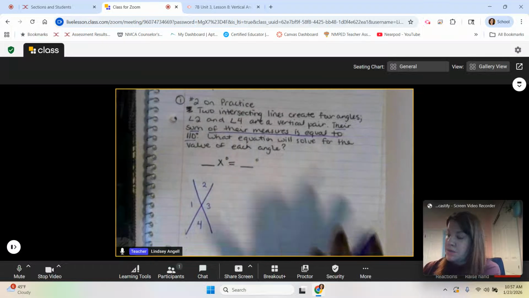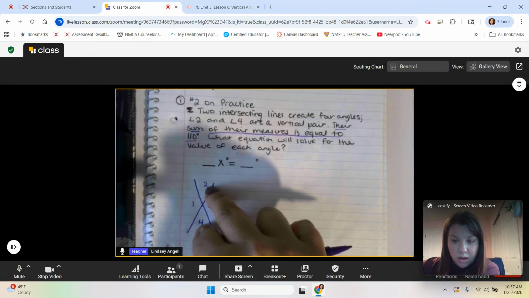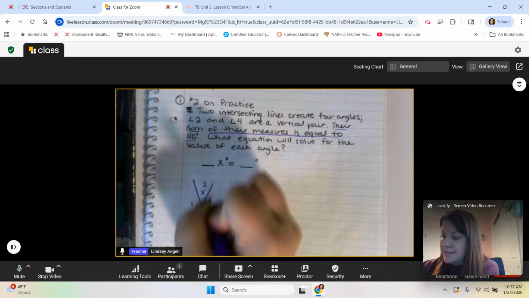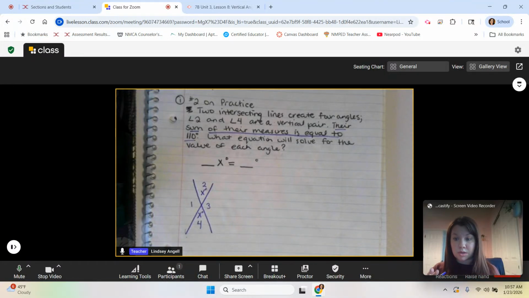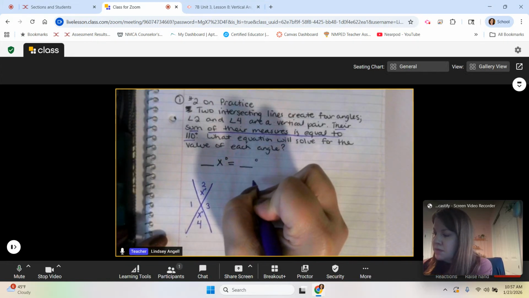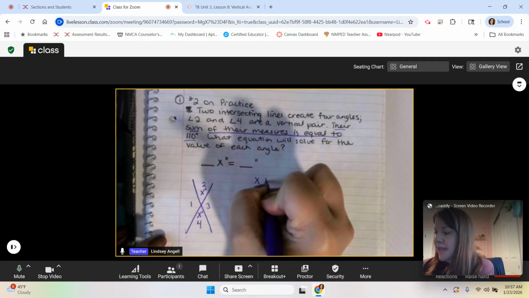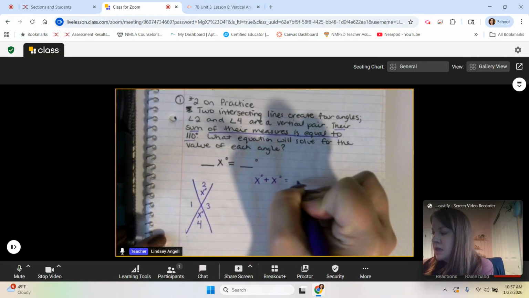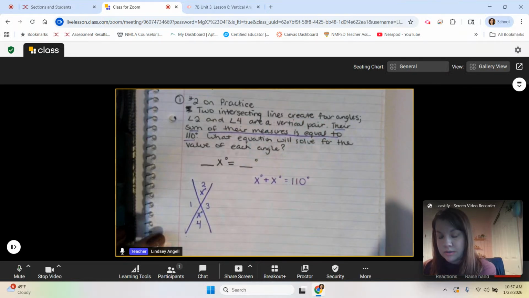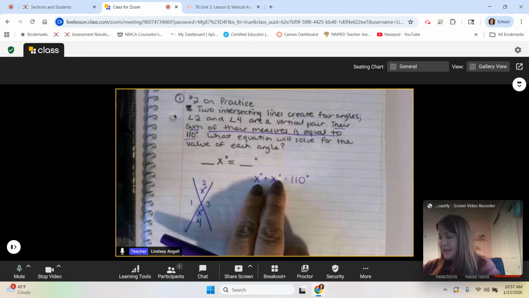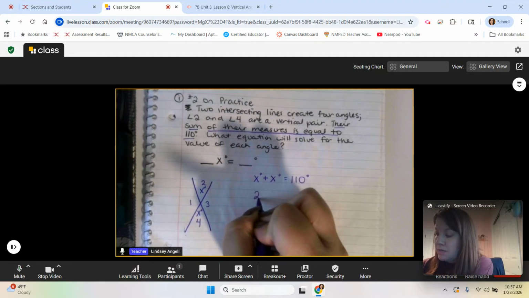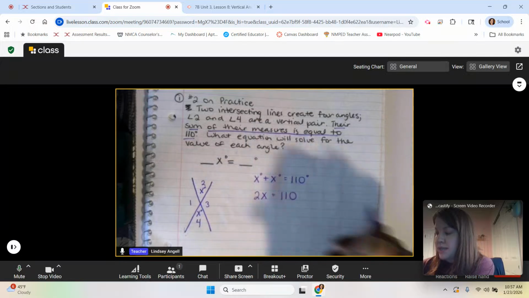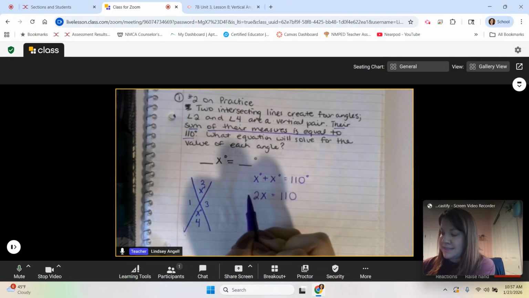Okay, so the sum of these two, well, we don't know what those are right now, so I could label those as x, and they would both be x because they're equal to each other, right? They're the same thing. Well, if the sum of those two equals 110 degrees, that means it's like x plus x degrees equals 110 degrees. Well, if we have x plus x, that means we have two x's, right? 1x plus 1x equals 2x is 110 degrees. That's this up here, right?